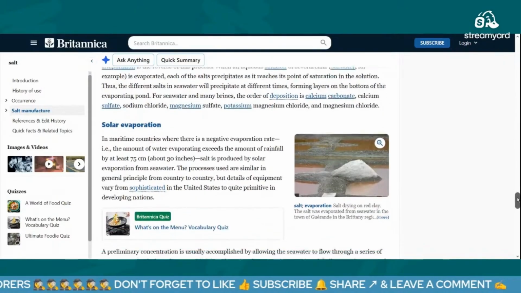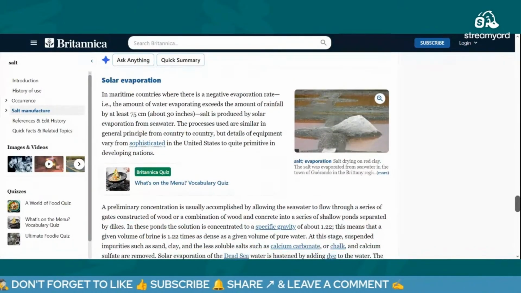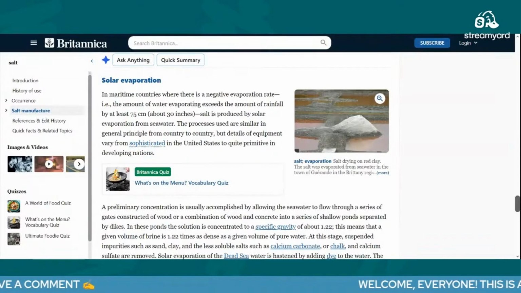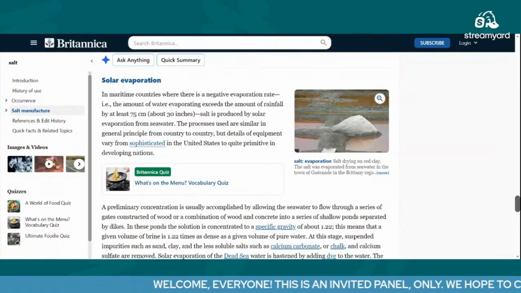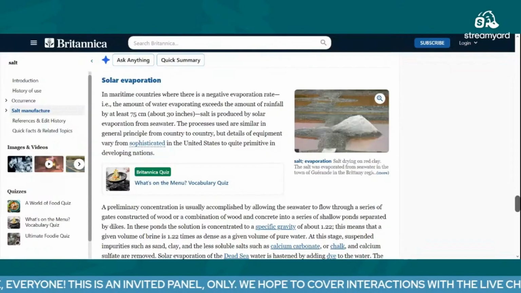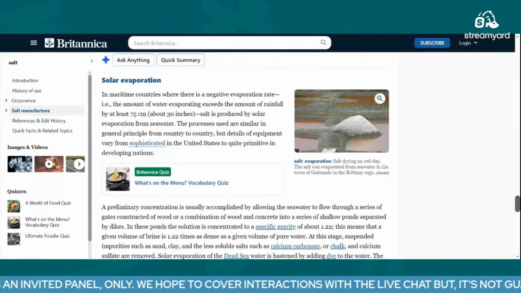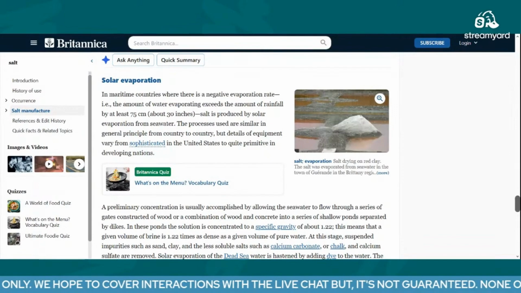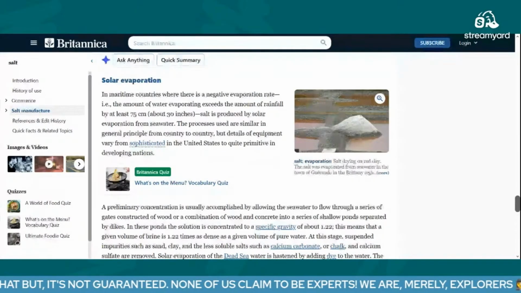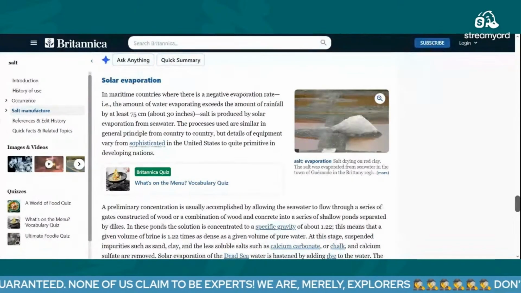Solar evaporation. In maritime countries where there is a negative evaporation rate, i.e. the amount of water evaporating exceeds the amount of rainfall by at least 75 centimetres, about 30 inches, salt is produced by solar evaporation from seawater. The processes used are similar in general principle from country to country, but details of equipment vary from sophisticated in the United States to quite primitive in developing nations.